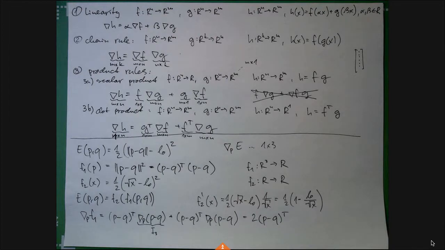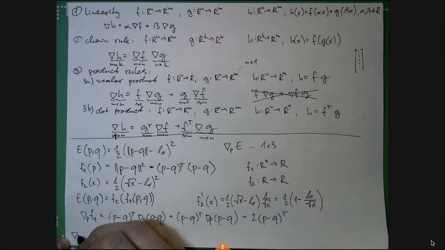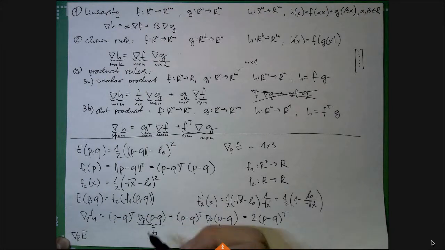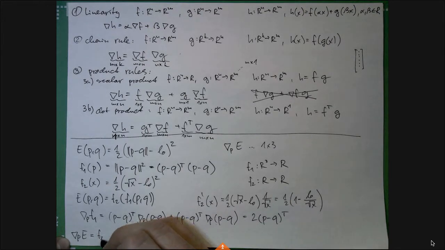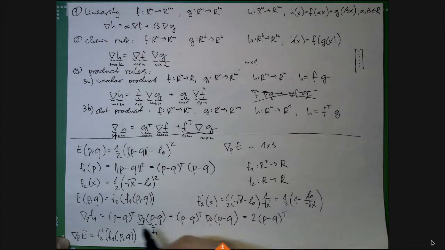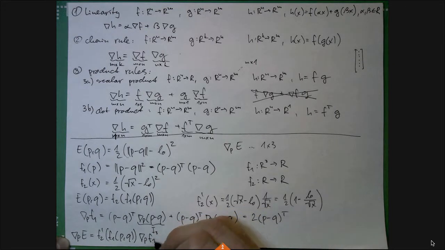And using this, let's see if I can still squeeze it in there. I can compute the final gradient, at least with respect to p. So here I just apply the chain rule. And the chain rule says that I first have to differentiate f2 at the point f1 of p, q, and then differentiate whatever was inside. So then I do the gradient of f1.